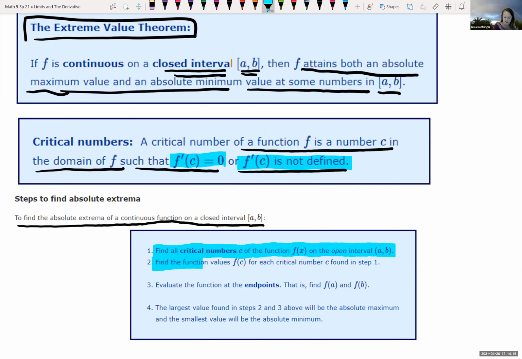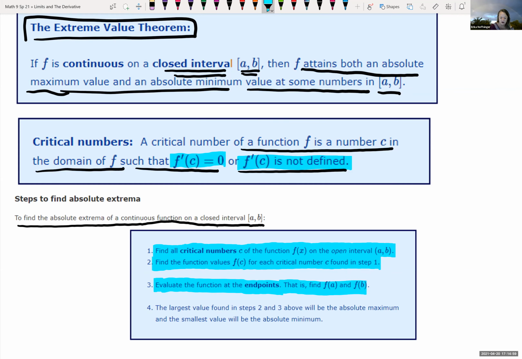Then we're going to find the function values f of c for each critical number c in step 1. So this is where we're actually plugging this back into our original function. We're not setting up those intervals where we were testing points in our derivative to see where it's increasing or decreasing. We're plugging this back into our original function and getting back the y value. We also want to evaluate the function at those endpoints because we just saw on that graph that if we have closed endpoints, then we have a max and a min, and it could occur at those. That is, we want to find f of a and f of b.